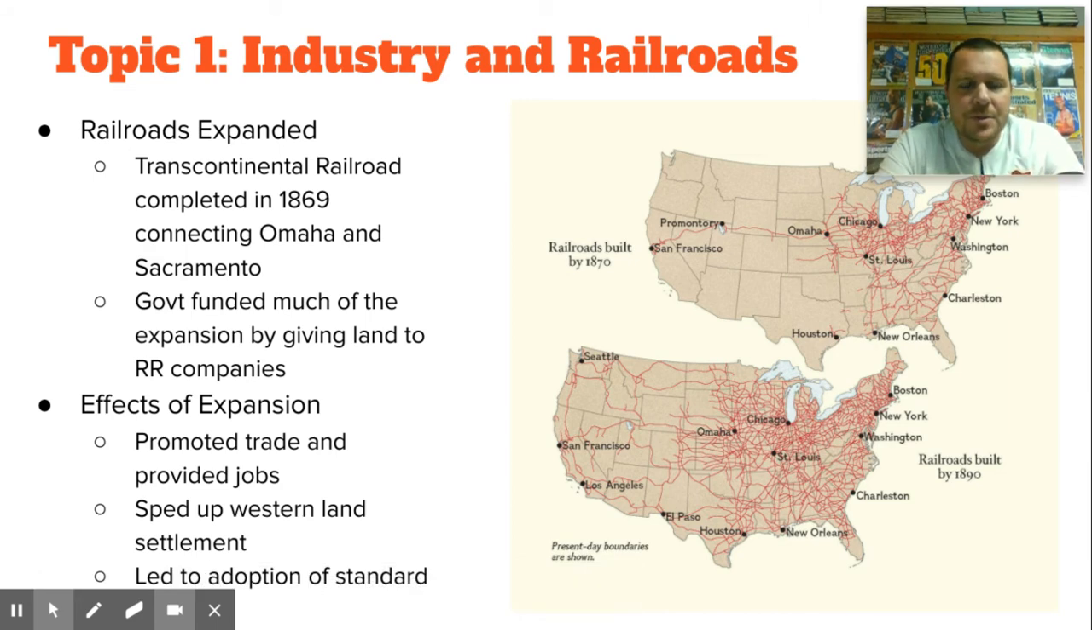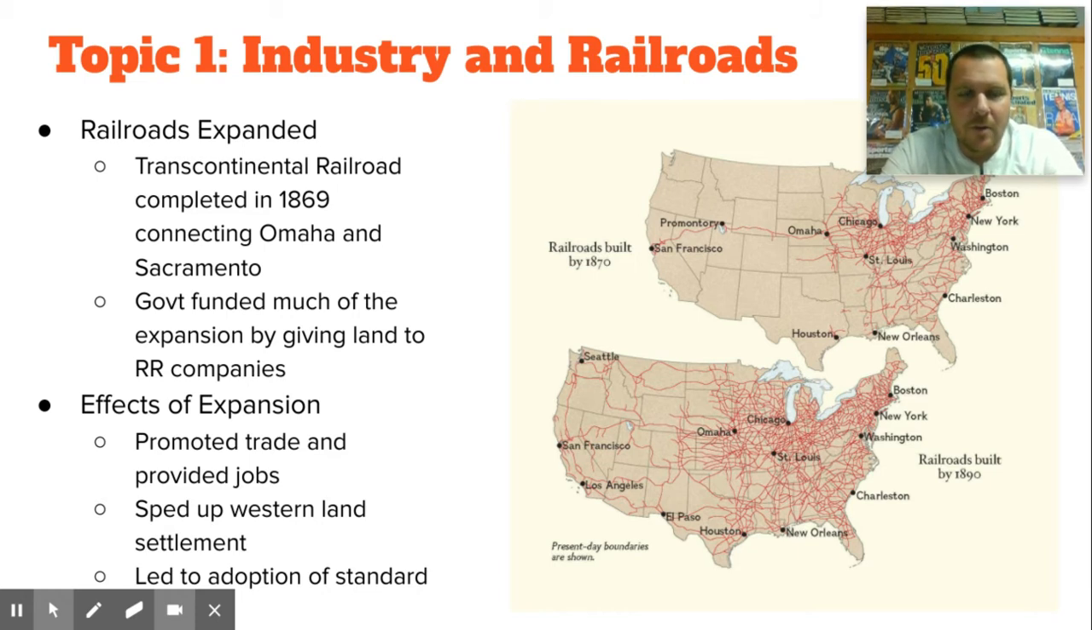So railroads may have been the most significant advancement in the 19th century, the 1800s. You can see the map over there on the right-hand side of the screen. The number of railroads built in 1870 compared to the number of railroads built even 20 years later. It's just the impact of railroads was so significant, and we'll talk about that in just a second.